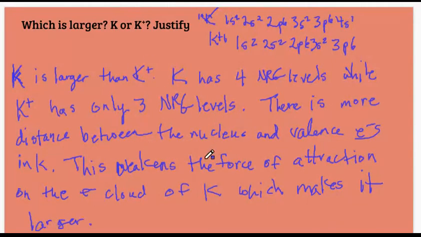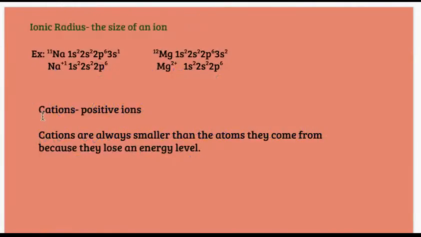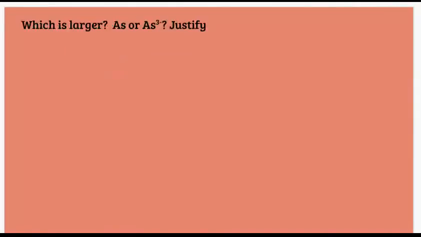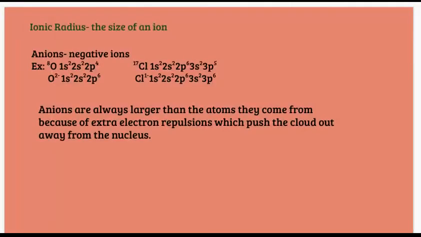So there we go. We've got some extra evidence to support this right up here. So that's a good idea, to write the configurations of a cation and the atom it comes from. And now we're going to do the anion and the atom it comes from. This is the last thing we're going to go over.